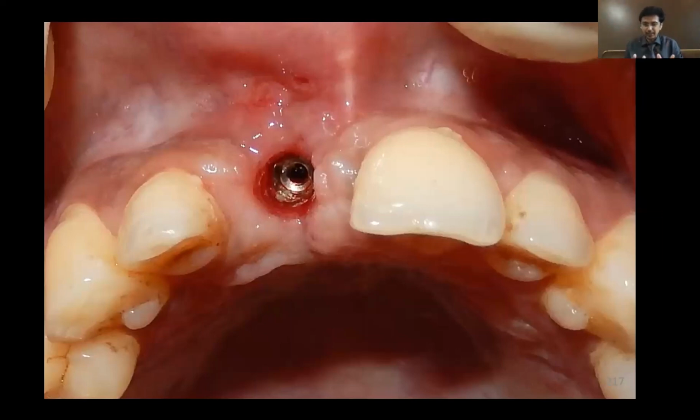That connective tissue grafting can be done at any stage. Before implant placement, at the time of implant placement, the third would be second stage surgery, and finally it could be after delivery of the prosthesis also.